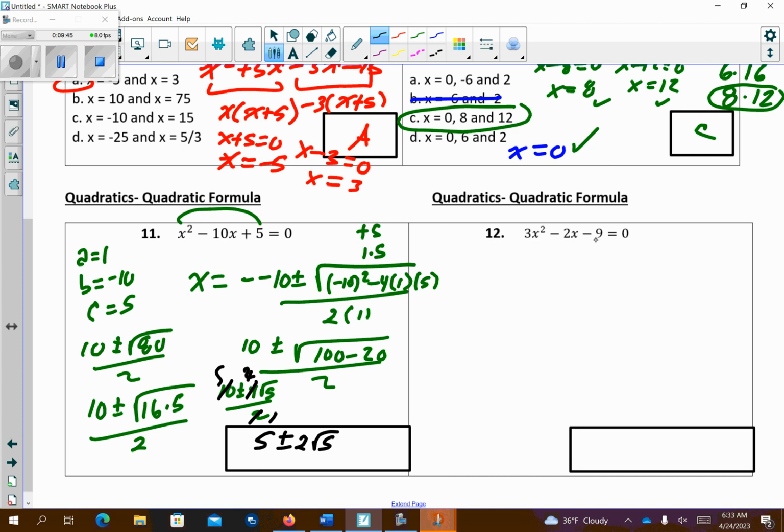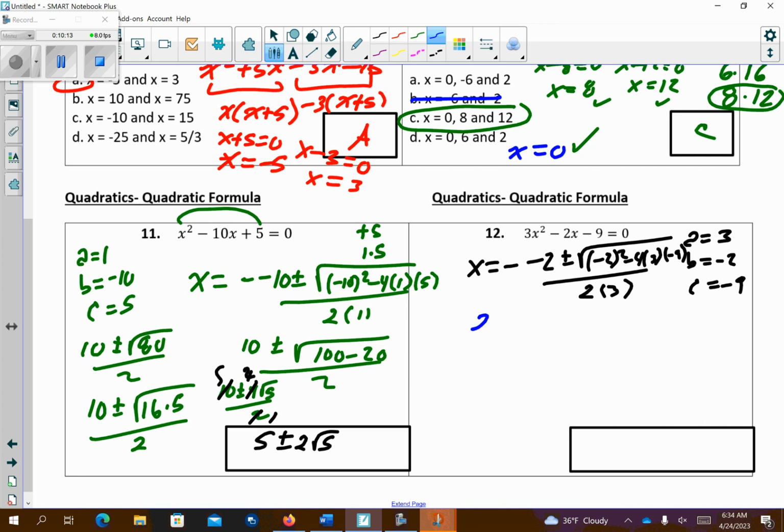All right, taking a look at this one. If I multiply the 9 and the 3 together, I get negative 27. There's no way I can get to the negative 2, so quadratic formula again. So a equals 3, b equals negative 2, c equals negative 9. We know that x equals negative b plus or minus the square root of b squared minus 4ac, all over 2a.